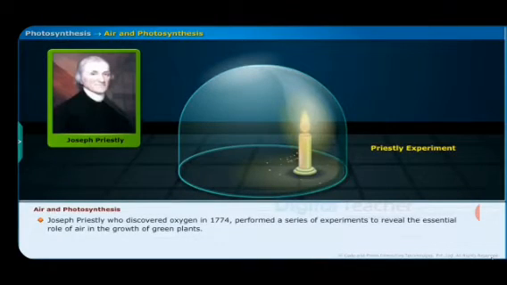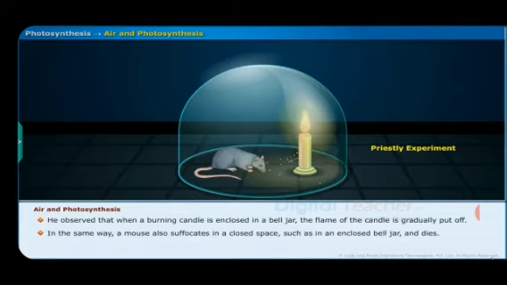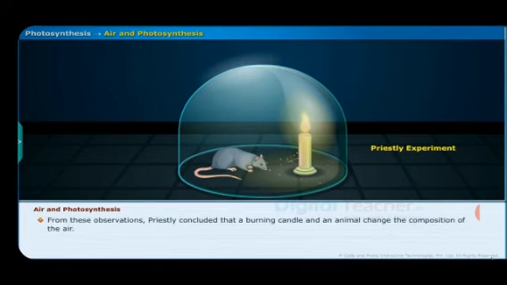Joseph Priestley, who discovered oxygen in 1774, performed a series of experiments to reveal the essential role of air in the growth of green plants. He observed that when a burning candle is enclosed in a bell jar, the flame of the candle is gradually put off. In the same way, a mouse also suffocates in a closed space, such as an enclosed bell jar, and dies. From these observations, Priestley concluded that a burning candle and an animal change the composition of the air.